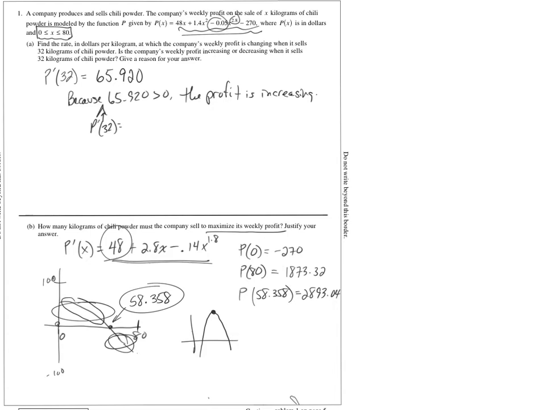Okay, so I found the value of the original function at the endpoints at 0 and at 80, got these two numbers, negative 270 and 1873.32, and then at the one critical number I got 2,893. So you would just need to indicate that the max occurs at x equals 58.358 kilograms of chili powder. And there you go. And the justification is by checking the endpoints and the critical number. That's all you need to do there.